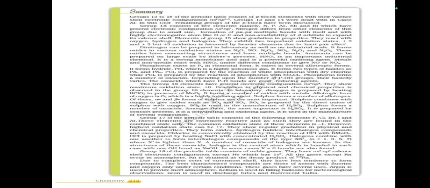Dinitrogen can be prepared in a laboratory as well as on industrial scale. It forms oxides in various oxidation states such as N2O, NO, N2O3, NO2, N2O4 and N2O5. Ammonia is prepared on large scale by Haber's process. HNO3 is an important industrial chemical. It is a strong monobasic acid and is a powerful oxidizing agent. Metals and non-metals react with HNO3 under different conditions to give NO and NO2.